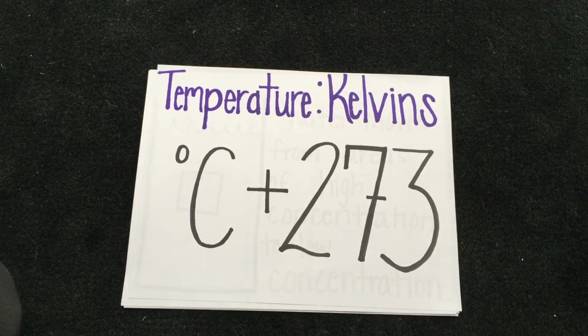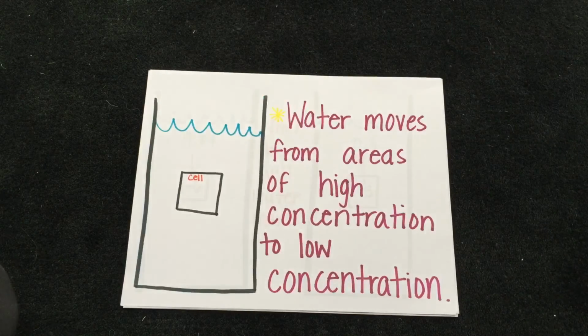Okay, so calculating Kelvin is very easy. All you have to do is take the degrees Celsius the problem gives you and add 273. This gives you the temperature in kelvins. Now, one key note to remember is that water moves from areas of high to low concentration. This lets us know if water is going in or out of the cell.